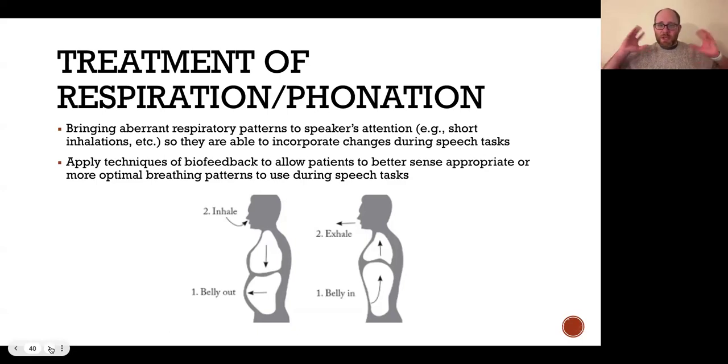More conscious identification of these types of issues can help your patients. And then again, biofeedback, like we just spoke about with the tissue box book example, can help them sense better breathing patterns, but you want to tie it to the speech tasks pretty much as quickly as you can.